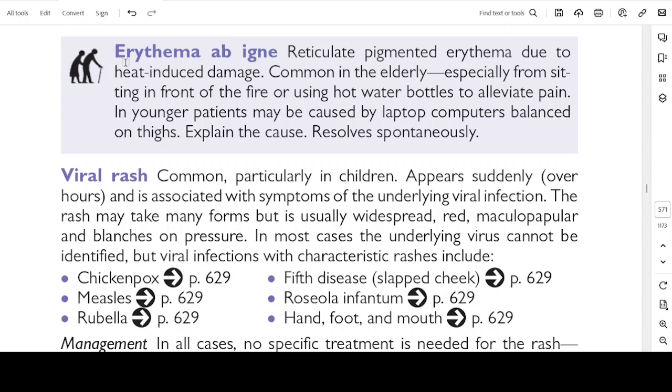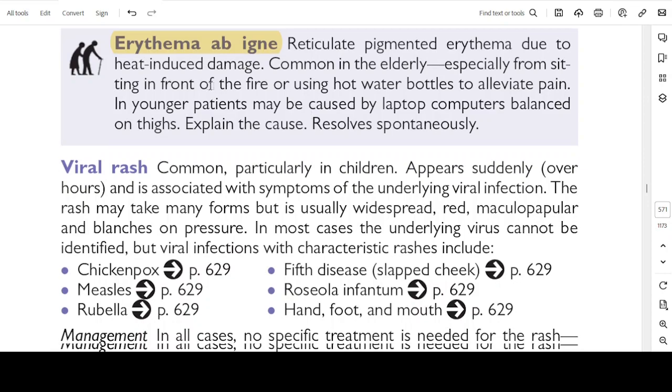Erythema ab igne. Reticulate pigmented erythema due to heat-induced damage, commonly in the elderly, especially from sitting in front of the fire or using hot water bottles to alleviate pain. In younger patients it may be caused by laptop computers balanced on the thighs. Explain the cause. It resolves spontaneously.